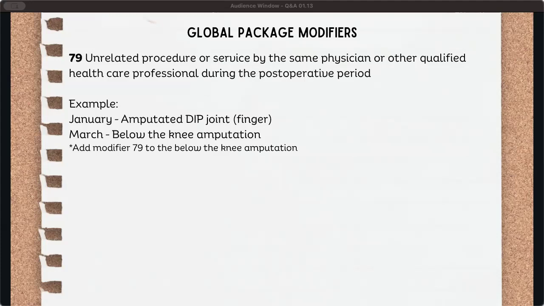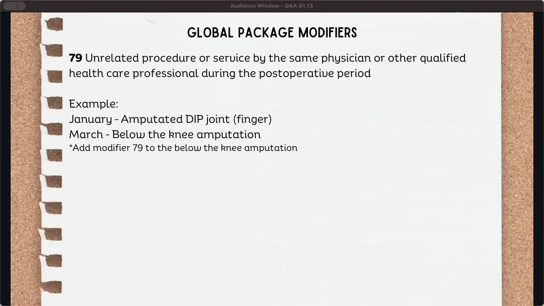Next, we have a modifier 79. This is for an unrelated procedure or service by the same physician during the post-operative period. So for example, a patient is seen for an injury to the right index finger in January. In March of the same year, they had a below the knee amputation. So that is going to be completely unrelated to the amputation of the DIP joint.